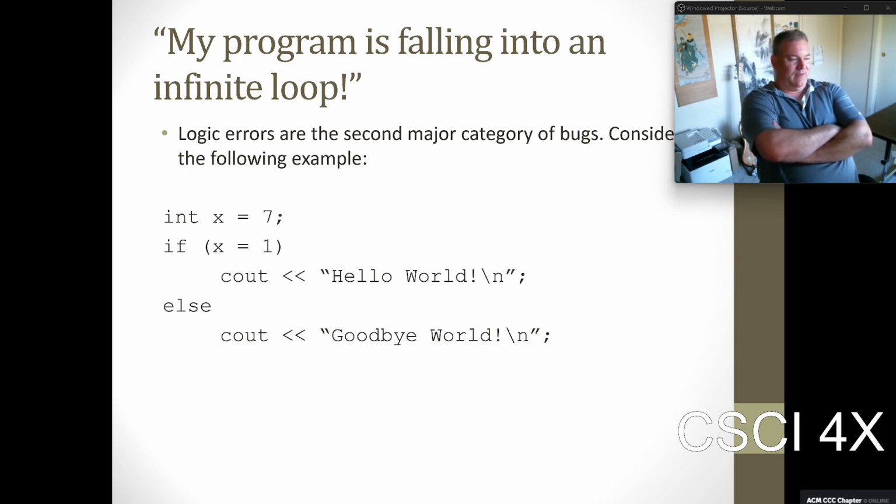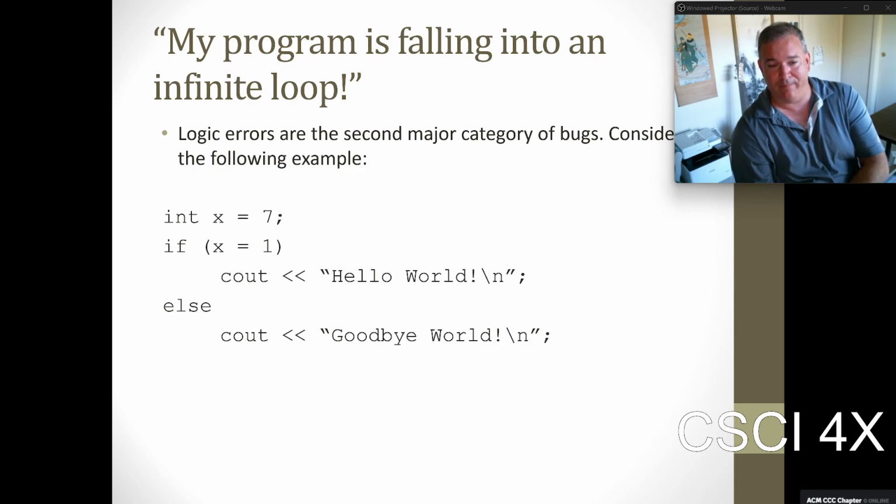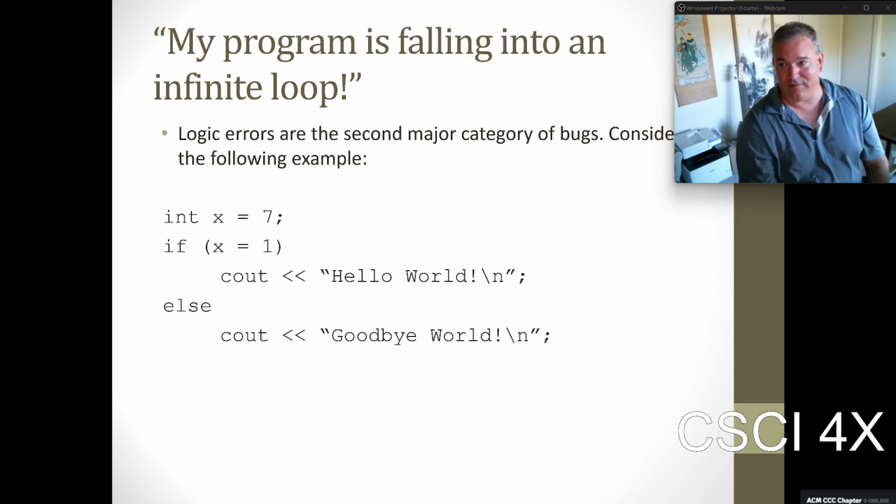Yeah, good. So remember what I told you guys before. One equals is assignment. Two equals is comparison. So this is not comparing x to 1. This is setting x to 1. And when you do an assignment, as a fun side fact, it also returns the value that was assigned.